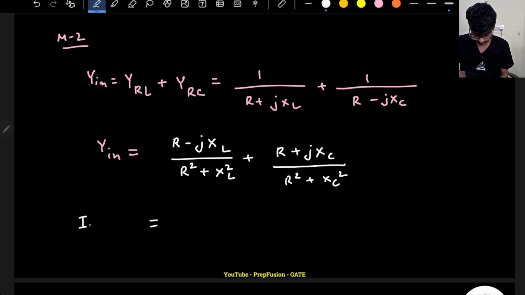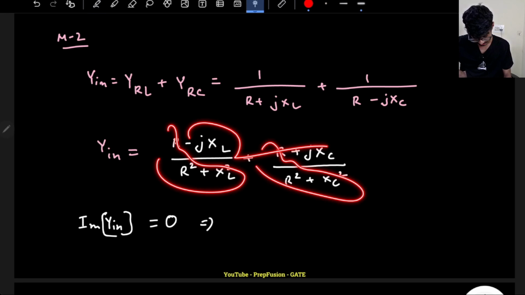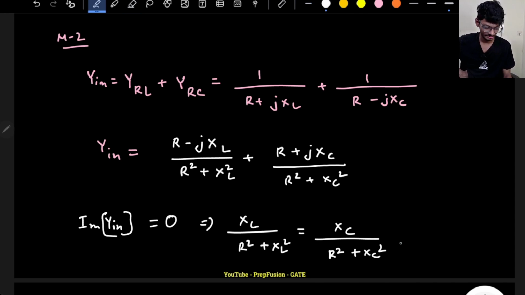The imaginary part of Y in shall be 0 for resonance. I don't care about the real portion, I care about the imaginary portion. So basically XL by R square plus XL whole square will be equal to XC by R square plus XC square.